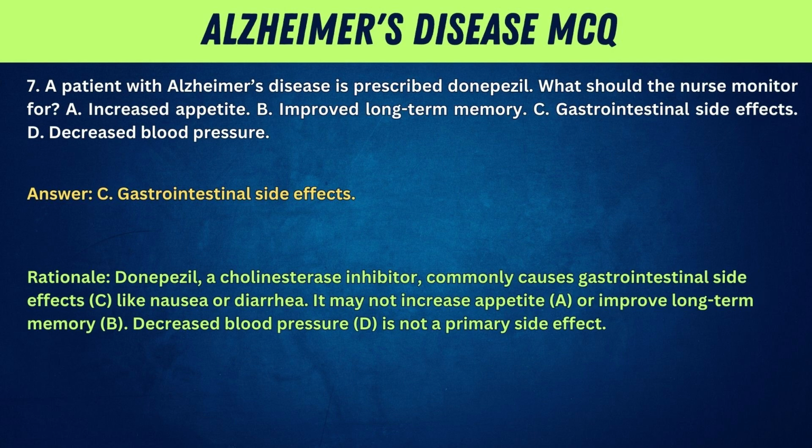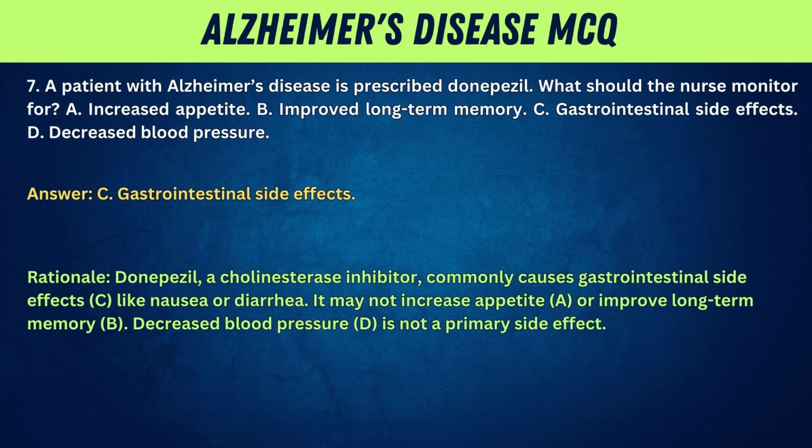7. A patient with Alzheimer's disease is prescribed donepezil. What should the nurse monitor for? A. Increased appetite. B. Improved long-term memory. C. Gastrointestinal side effects. D. Decreased blood pressure. Answer: C.